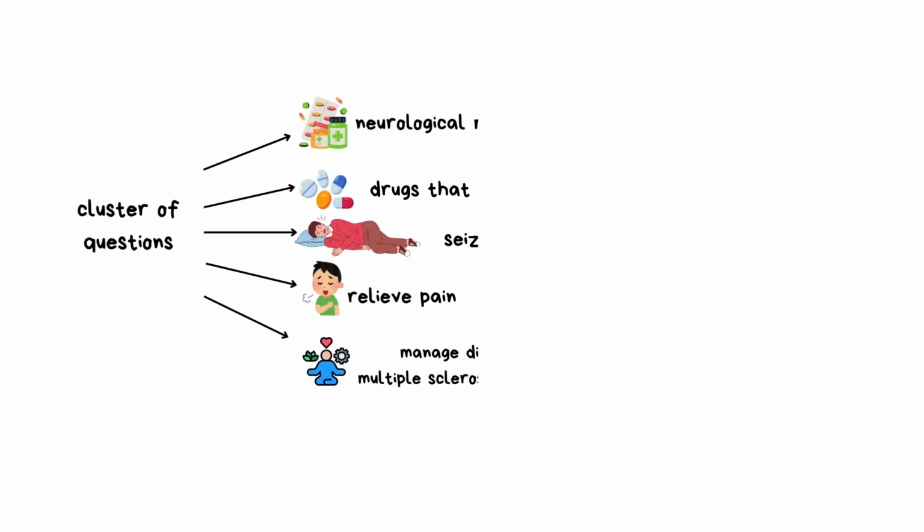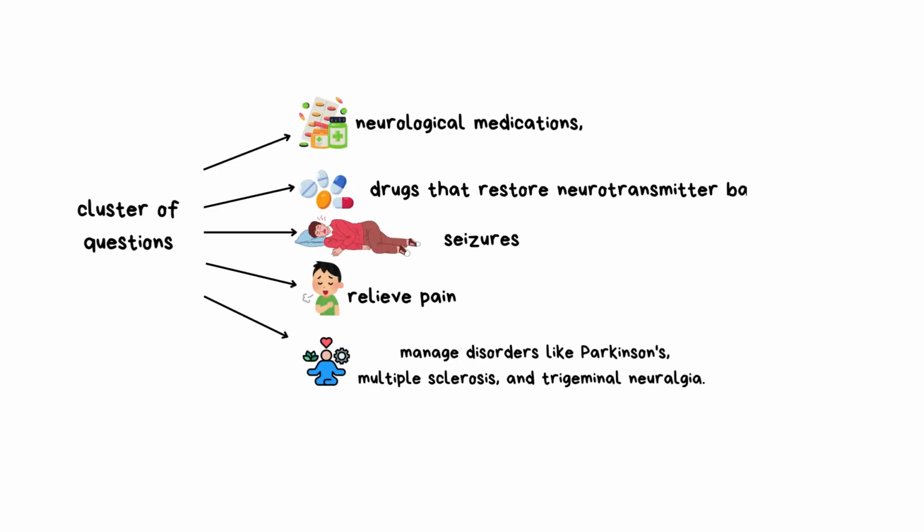Now we shift gears into something equally critical: neuro-pharmacology. This next cluster of questions focuses on neurological medications, the drugs that restore neurotransmitter balance, control seizures, relieve pain, and manage disorders like Parkinson's, multiple sclerosis, and trigeminal neuralgia. We'll look at mechanisms, key side effects, and those all-important NCLEX red flag moments: when to hold, when to monitor, and what to teach your client before the next dose.